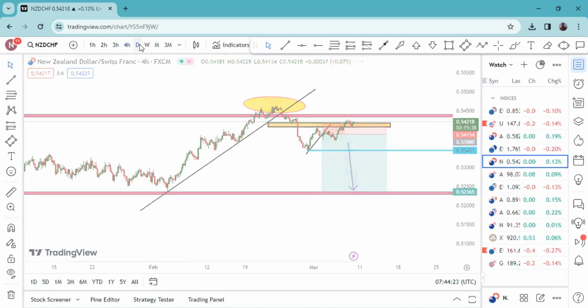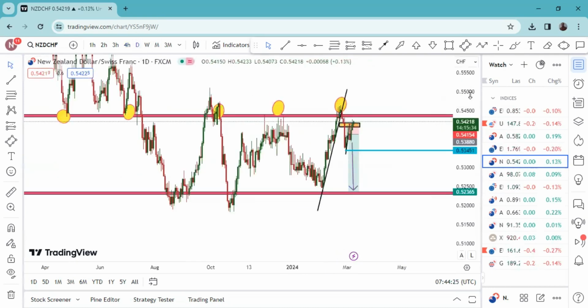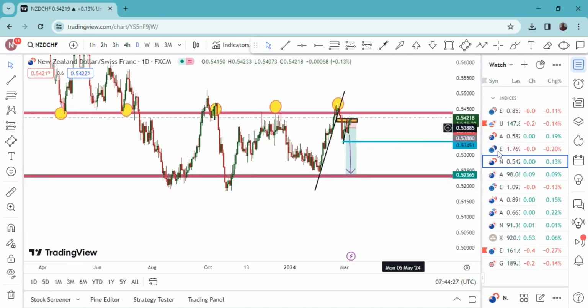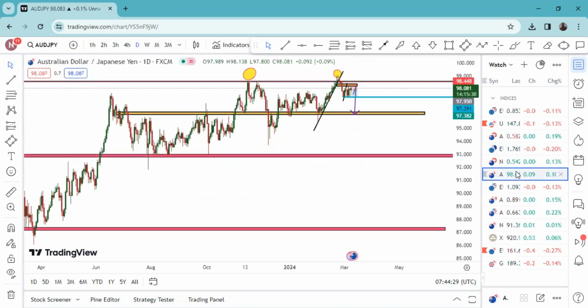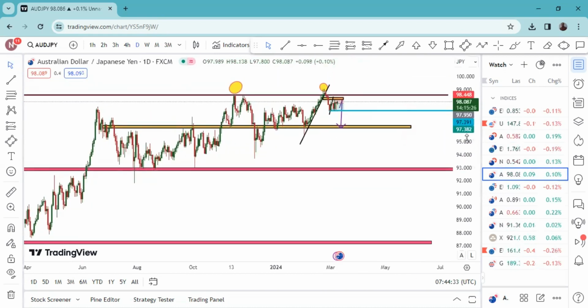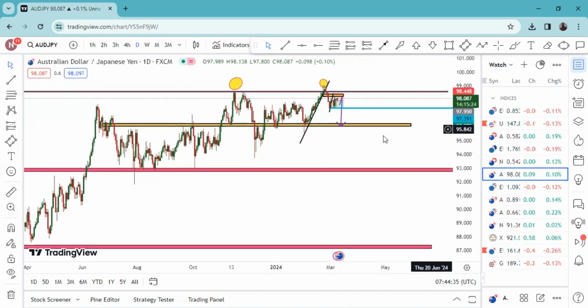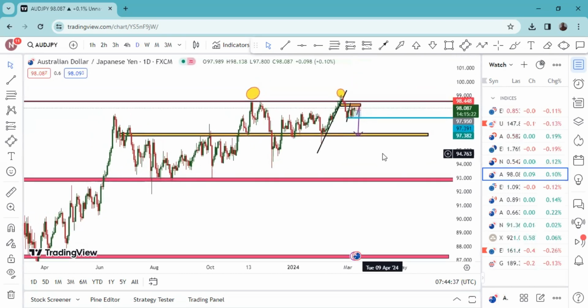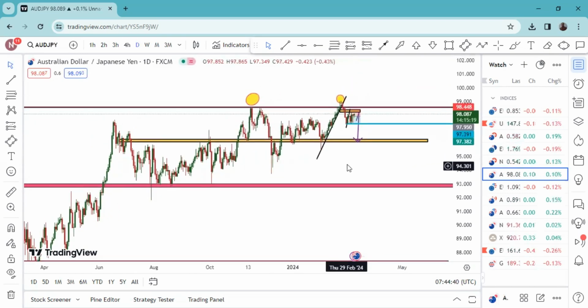So the next pair that I wanted to analyze is AUD JPY. At least AUD JPY almost also didn't have a good profit, but I secured 50% of my profit. If you can see on the top, we have a double top, and this is a very important level. Also, this is a level, and this is a level.